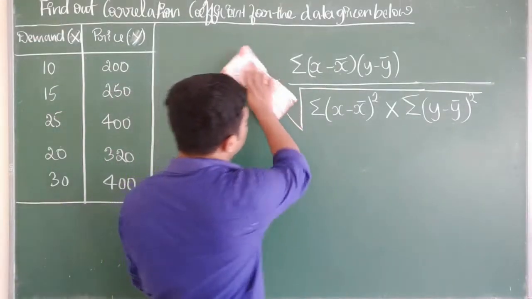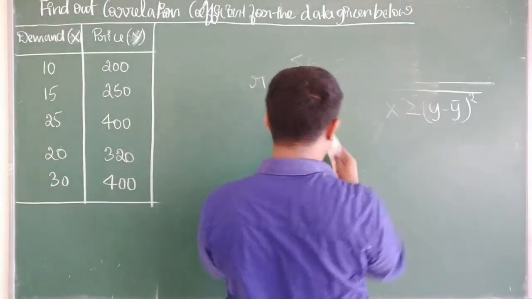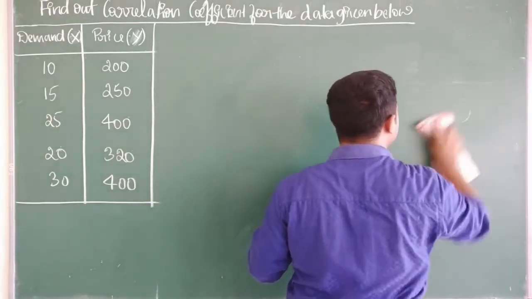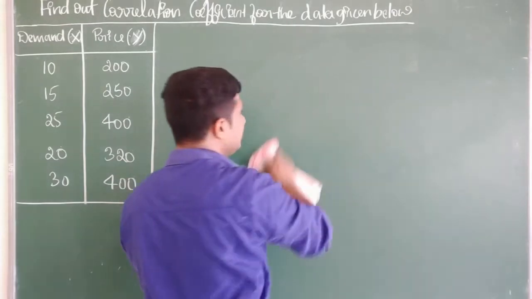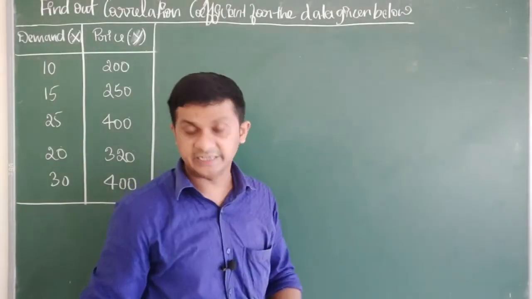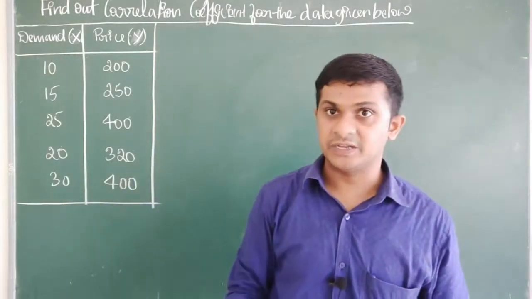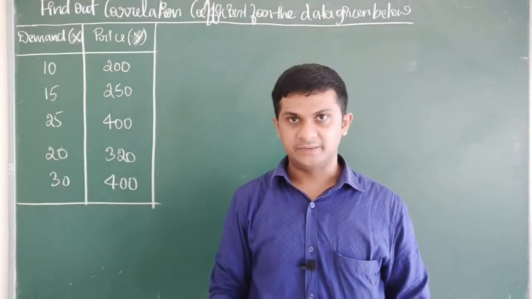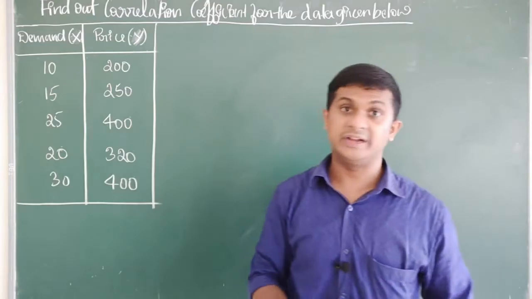Let us look at the illustration, and then we will calculate the values. So remember, what are the values we need? x minus x bar, y minus y bar, x minus x bar square, and then y minus y bar square. So these are the values required additionally.